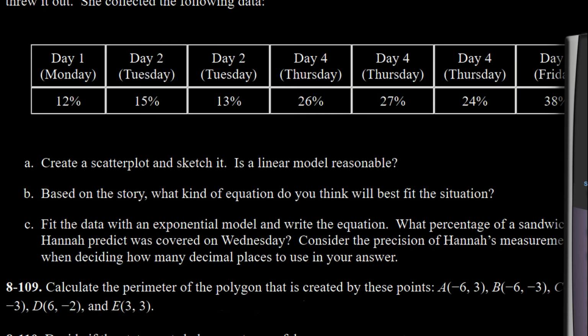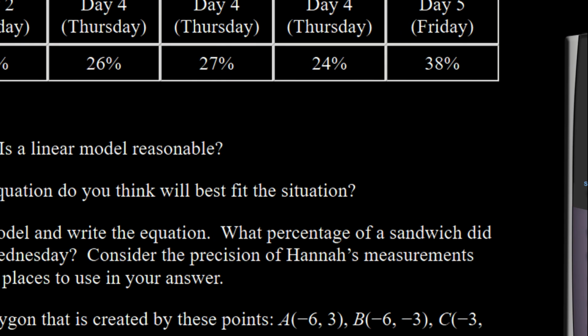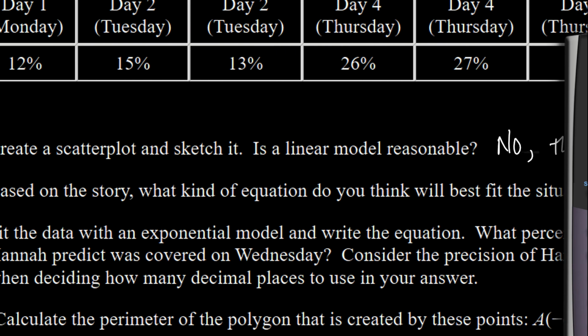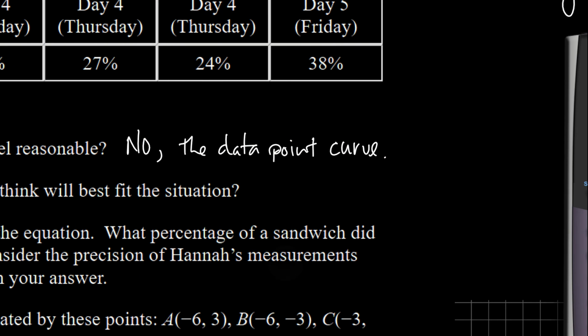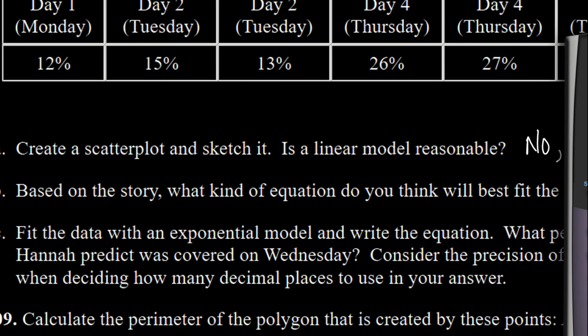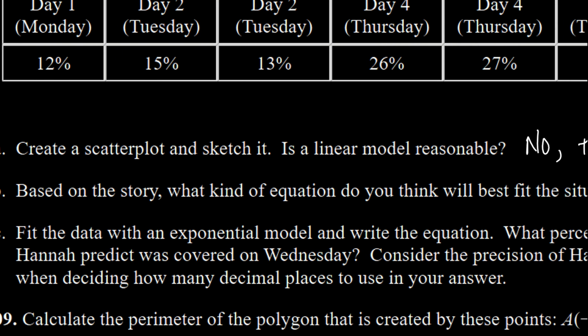It says create a scatter plot and sketch it. The data points curve. Based on the story, what kind of situation do you think best fits it? I would say an exponential model. And fit the data with an exponential model and write the equation.